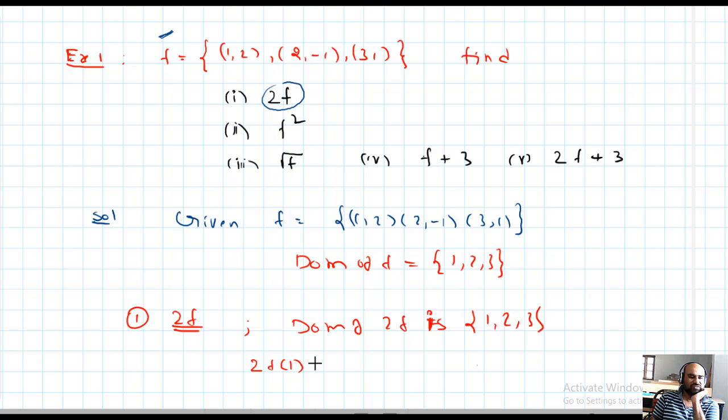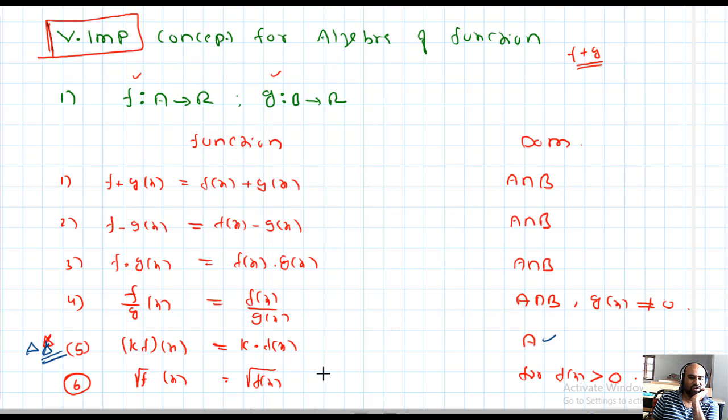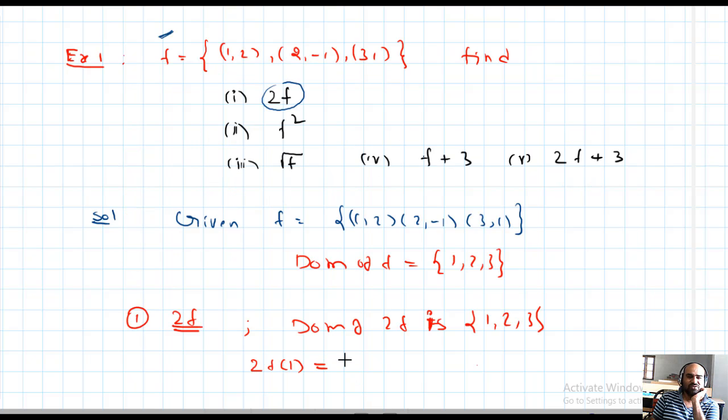2f of 1, what? According to this definition, what is k into f of x? It means 2 into f of 1. What is the image of 1 here? 2, no? f of 1 has image 2. Clearly, f of 1 is 2, f of 2 is minus 1, f of 3 is 1, as given here.